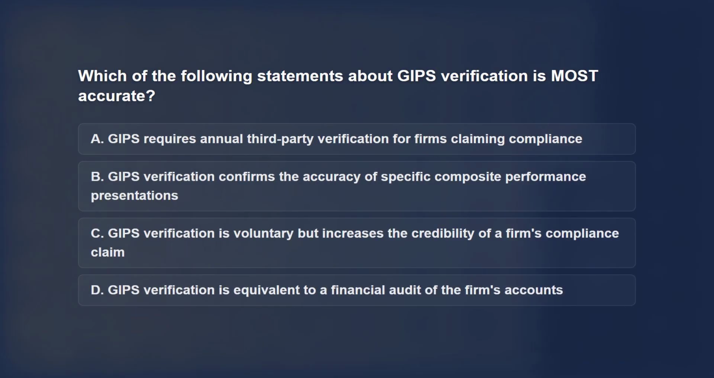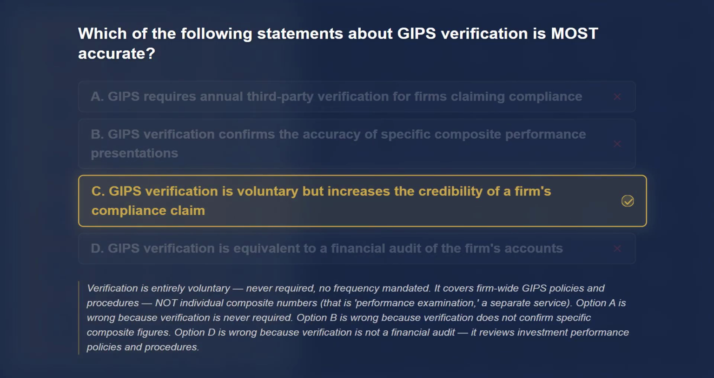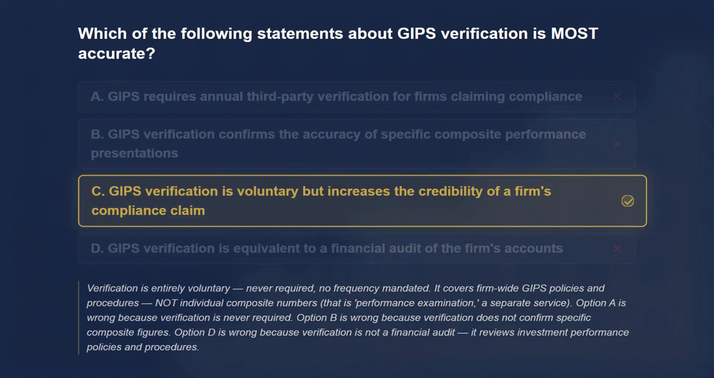Final exam question, verification. Which statement about GIPS verification is most accurate? A. GIPS requires annual third-party verification. B. Verification confirms accuracy of specific composite presentations. C. Verification is voluntary and increases credibility. D. Verification is equivalent to a financial audit. The key word is required, or is it?